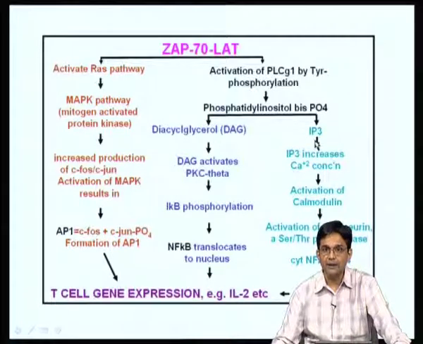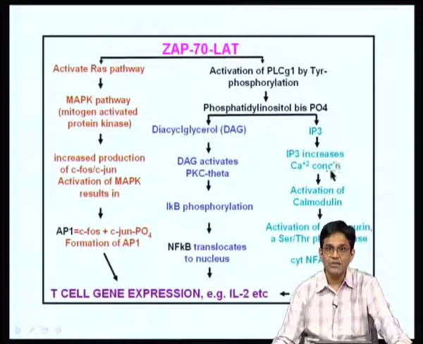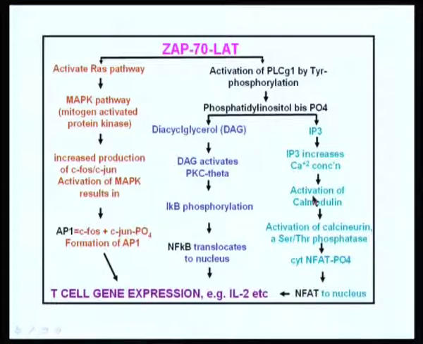And the IP3, inositol trisphosphate, increases calcium concentrations. It results in activation of calmodulin, and this results in activation of the calcineurin, which is a serine threonine phosphatase. Now, the cytosolic NF-AT is phosphorylated. What calcineurin does is to dephosphorylate it. Upon dephosphorylation, NFAT moves to the nucleus, and so now you have these three transcription factors AP1, NF kappa B, and NF-AT in the nucleus, and this results in increased gene expression, especially IL-2.